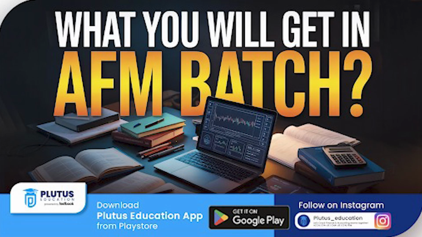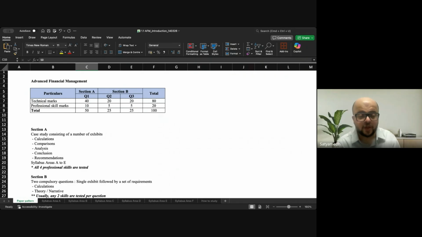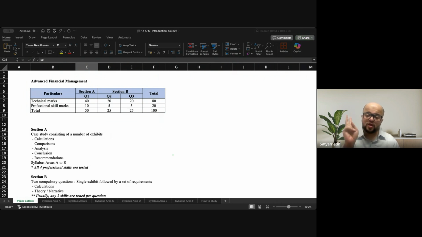This is now what your advanced financial management paper looks like. There are two sections, section A and section B. Section A is 50 marks, 40 technical marks, and 10 professional marks. Section B is two questions of 25 marks each, 20 technical marks, and 5 marks for professional skills.